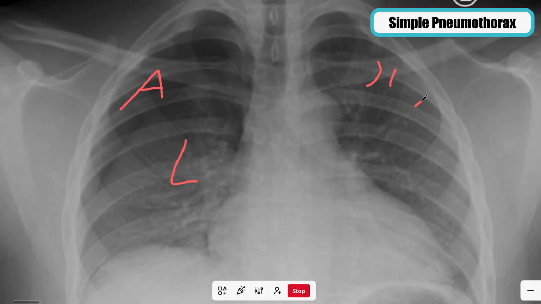Always look for lung markings where the lungs should be. If they're absent, so is the lung, just like my father.